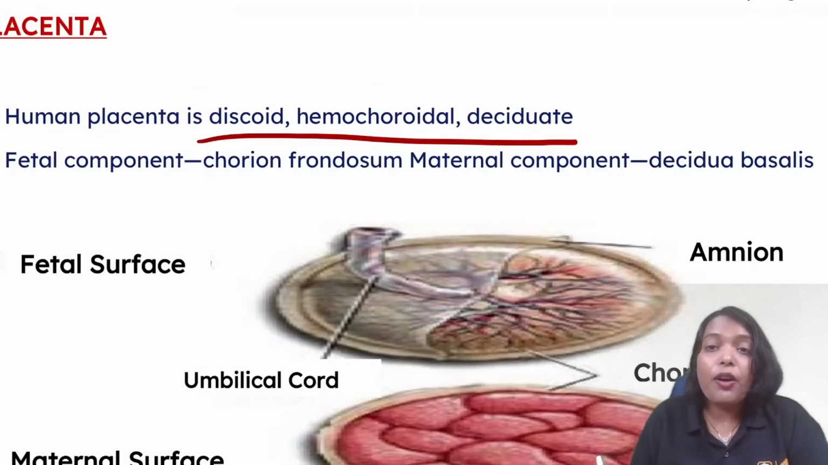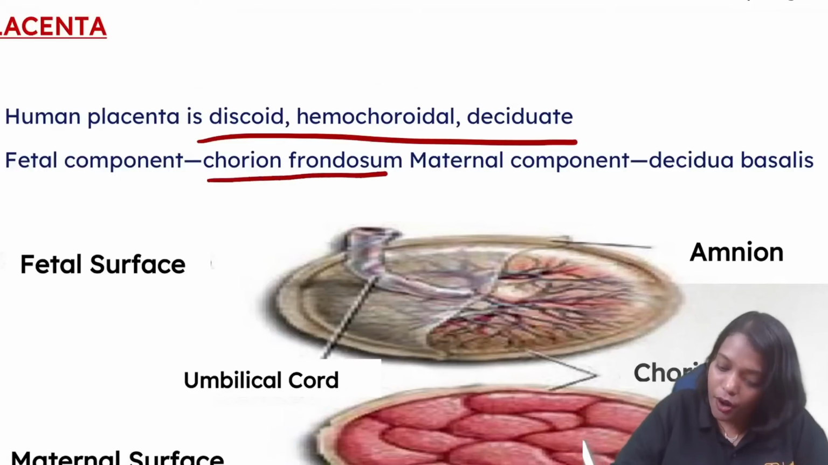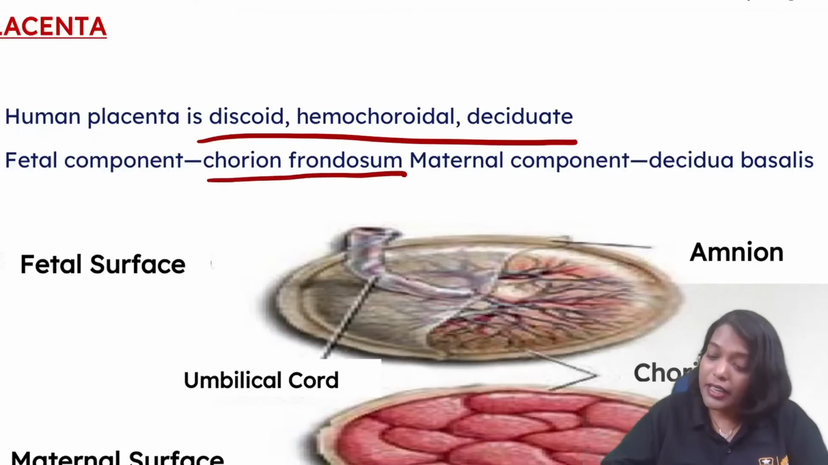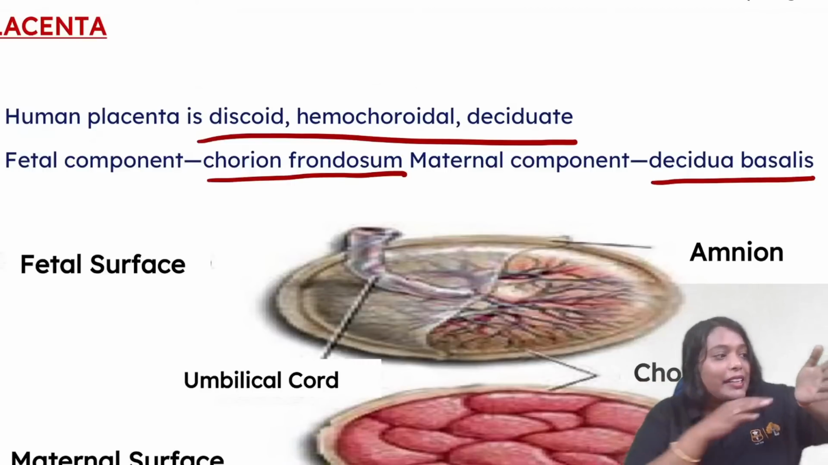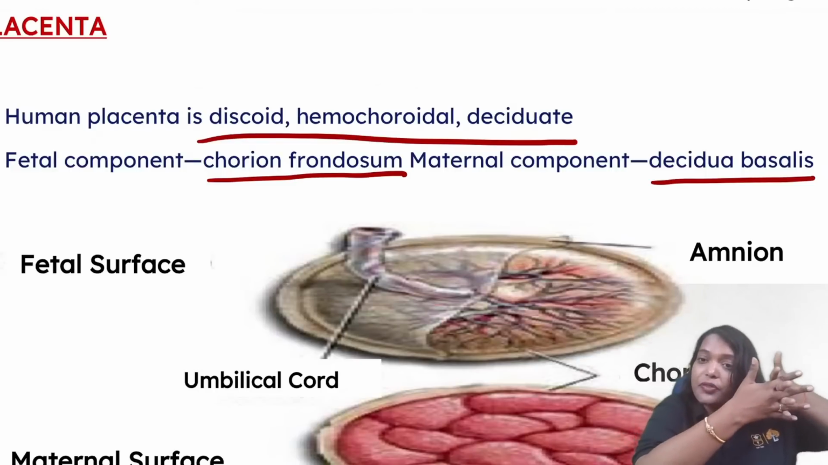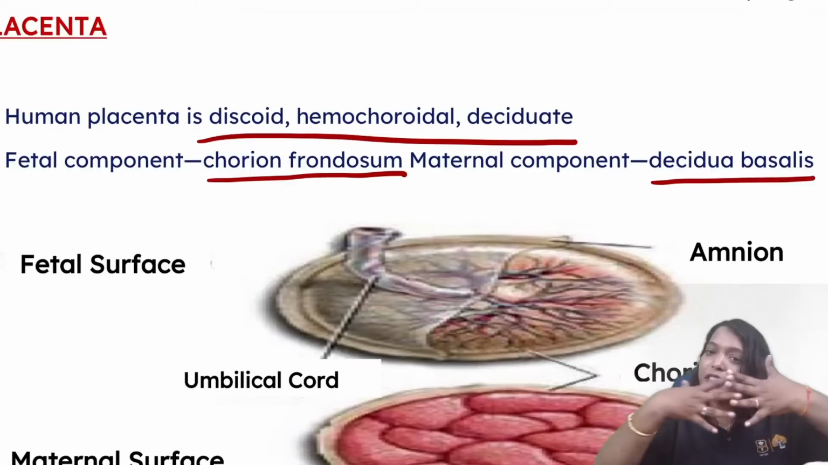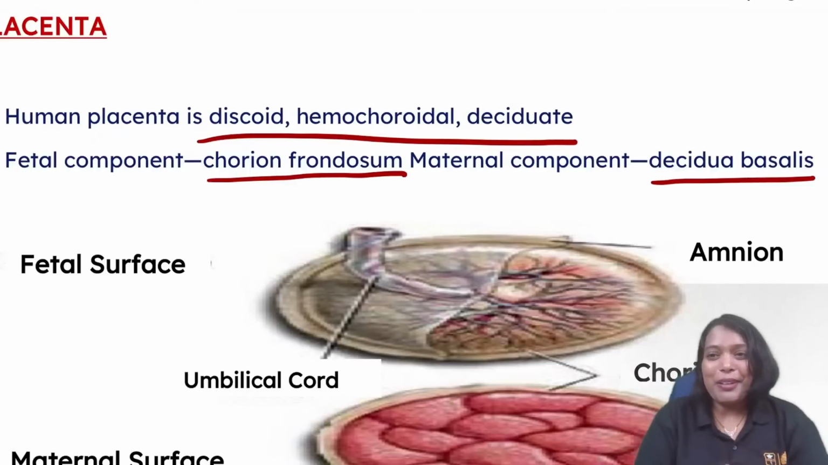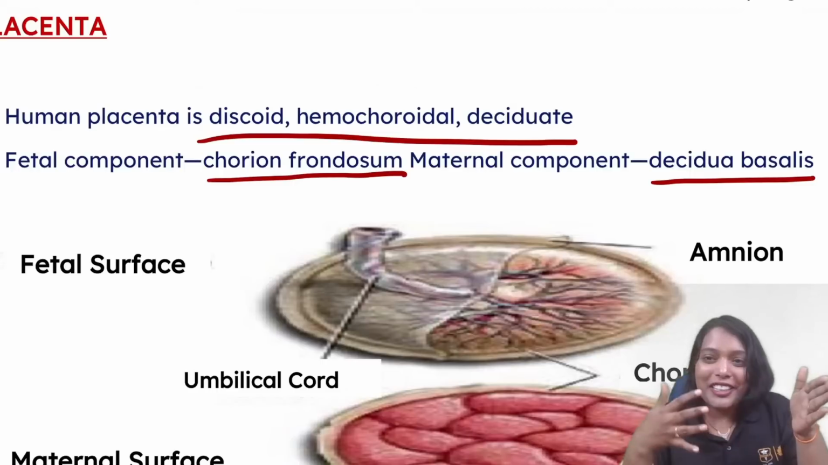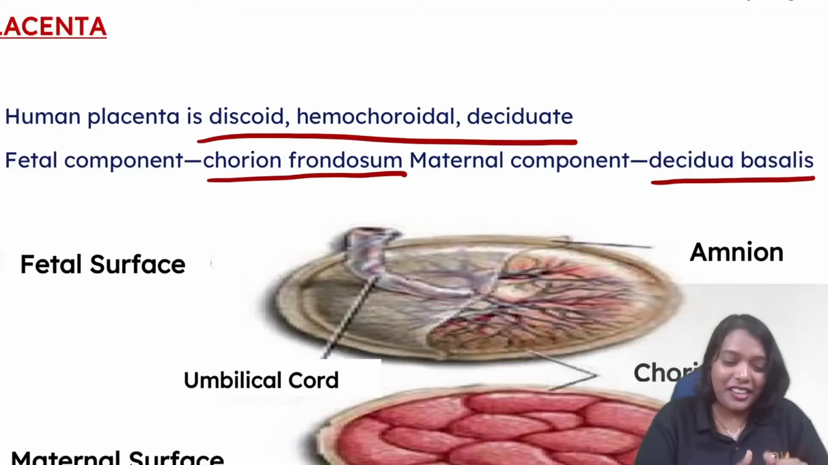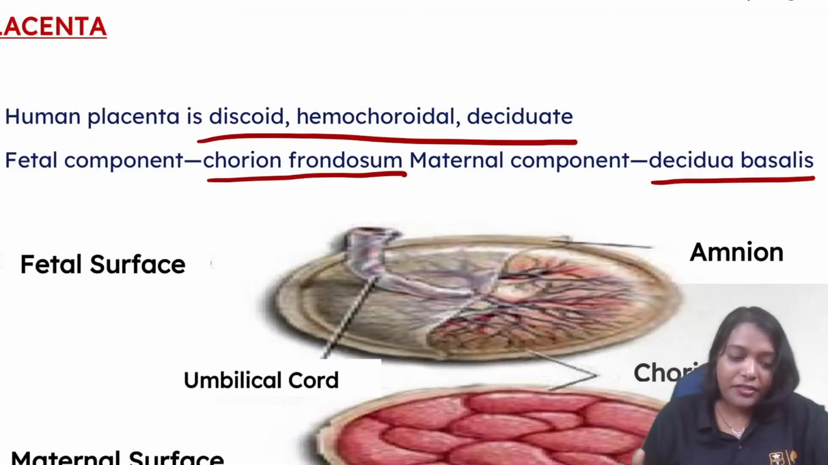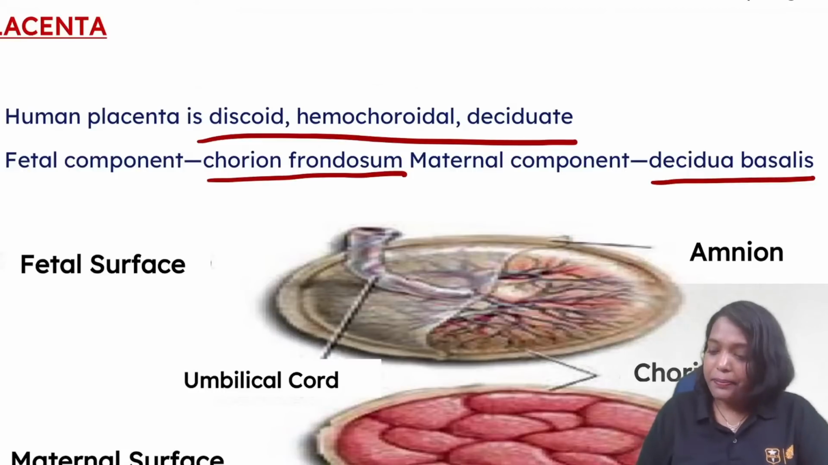The placenta is made up of two components. The fetal component is the chorion frondosum. The maternal component is the decidua basalis. You remember that finger-like projections were formed into the decidua basalis. These finger-like projections into the decidua basalis are nothing but the placenta. So the fetal component is the chorion frondosum and the maternal component is the decidua basalis, right? These two combinations make the placenta.